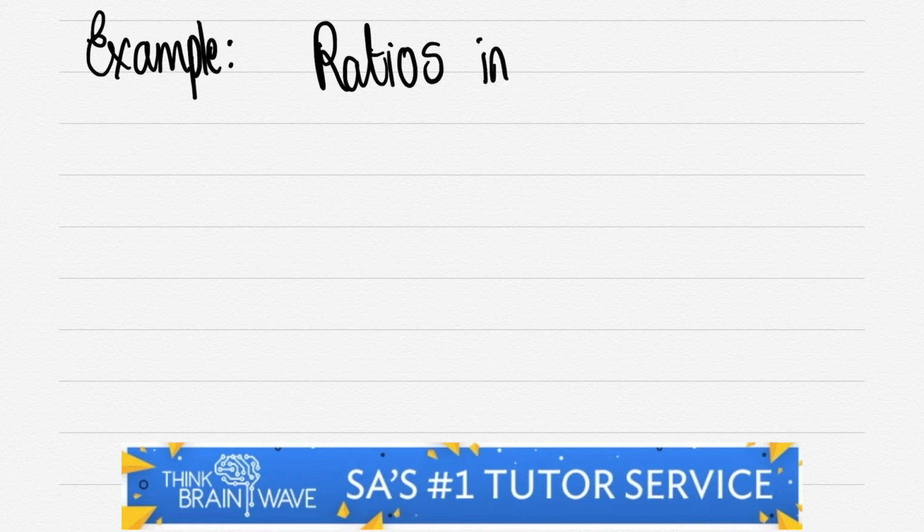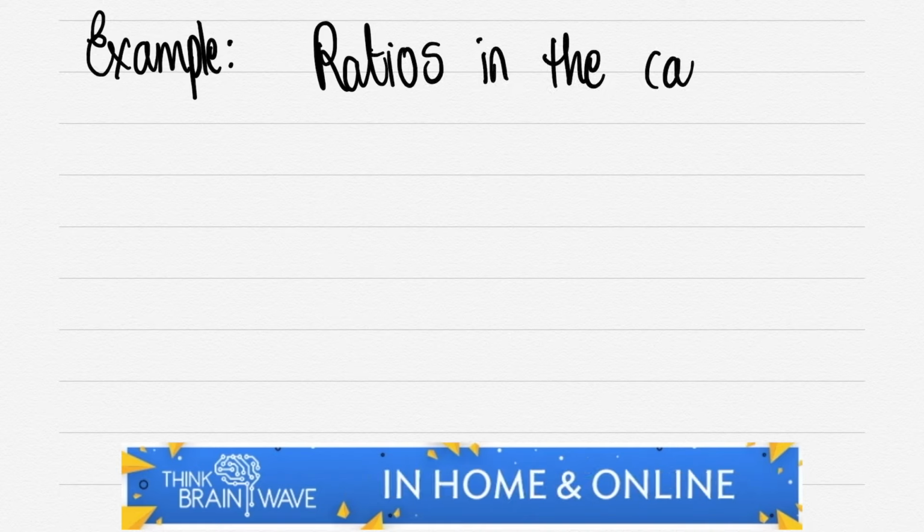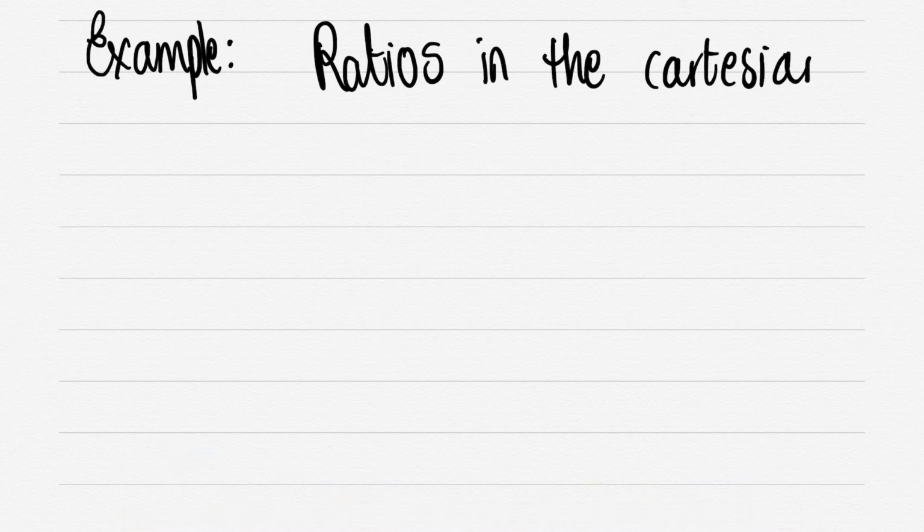In this case, we'll be doing another Cartesian plane ratio. It's our second example.